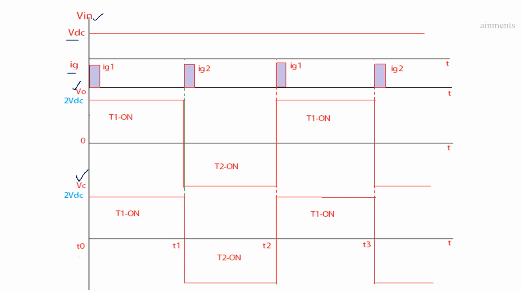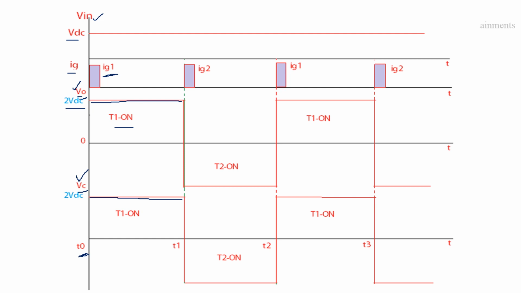Initially at time t is equal to T0 we are going to apply the gating pulse to thyristor T1. So it starts conducting, and the voltage across the load is equal to the primary winding voltage, and the primary winding voltage is equal to the voltage across the secondary winding. So the voltage across the load is equal to plus 2 VDC. This is the voltage across the load due to the conduction of thyristor T1, and this output voltage is the same as the capacitor voltage. So we get plus 2 VDC as the capacitor voltage.